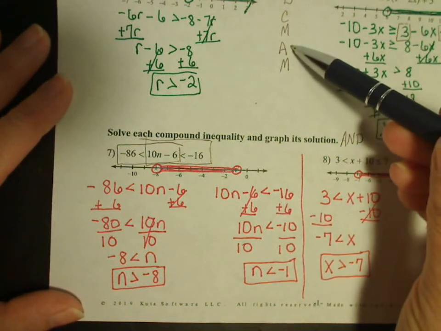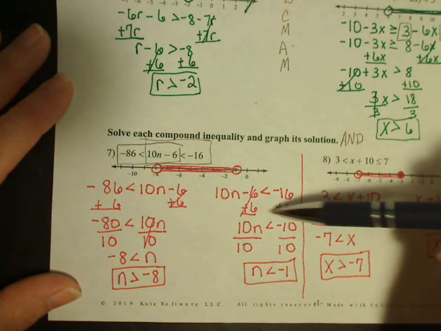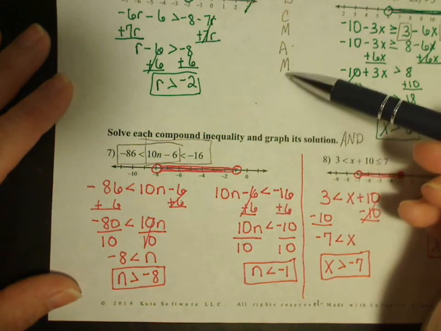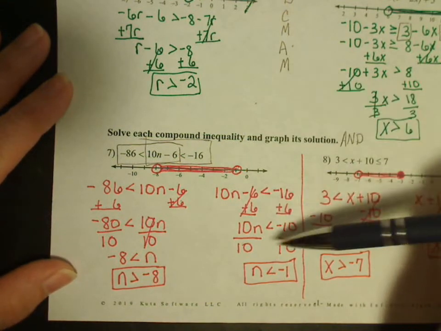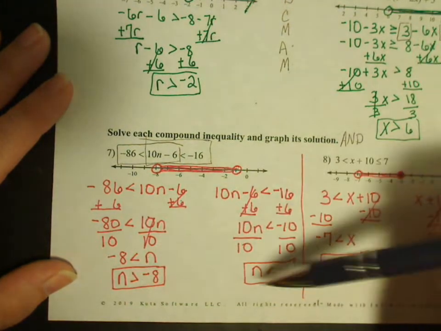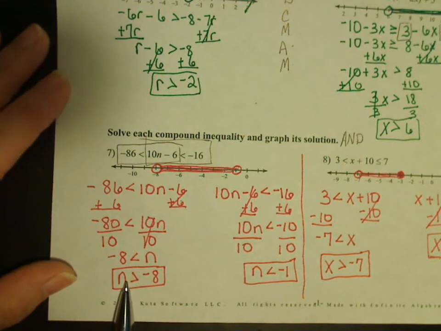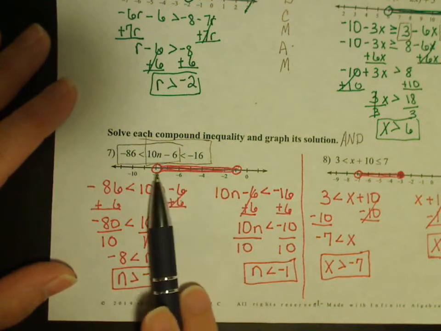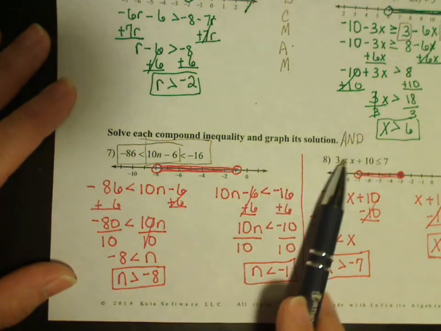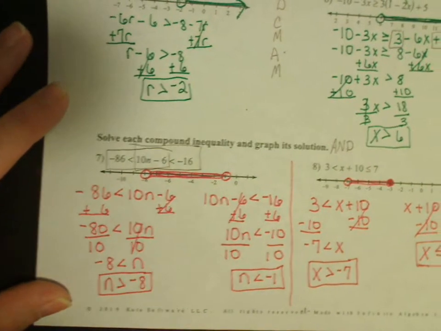I do the inverse of adding or subtracting on both sides by adding 6 to both sides. And then I do the inverse of multiplication by dividing everything by 10. And this is what I get. I reverse this so I have the variable first. And then when I graph it, it will be in between because it's "and" and I do have open circles.